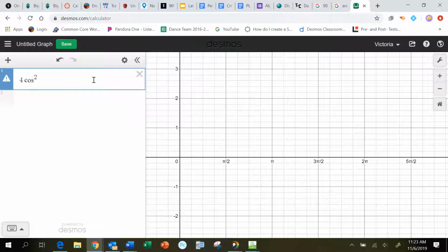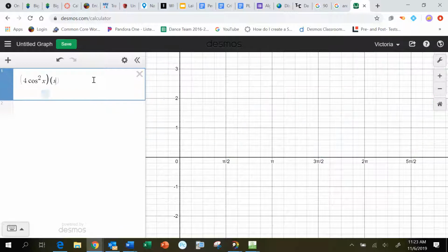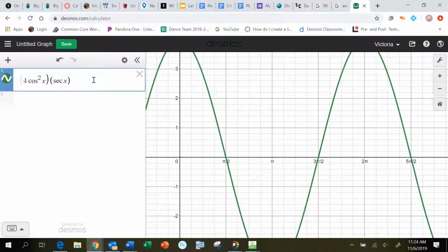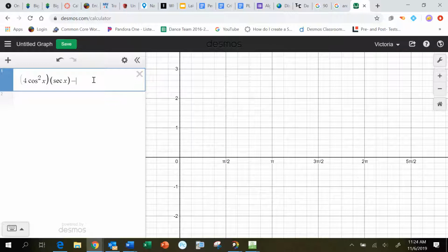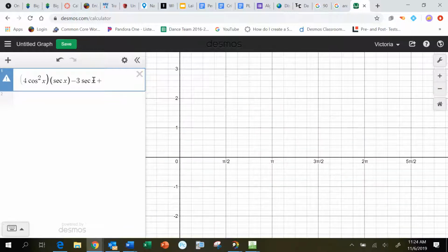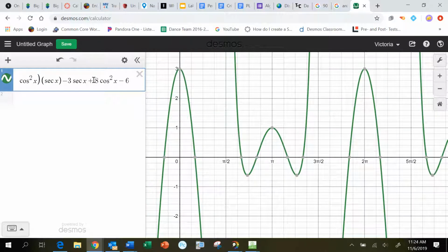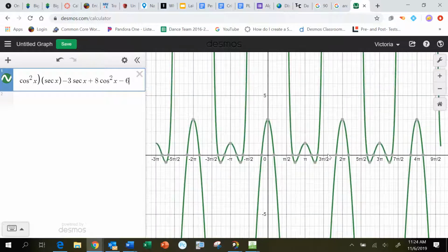Cosine squared x. I think I have to put that in parentheses. Secant x minus 3 secant x plus 8 cosine squared x minus 6. Look at this crazy thing! How fun does that look?